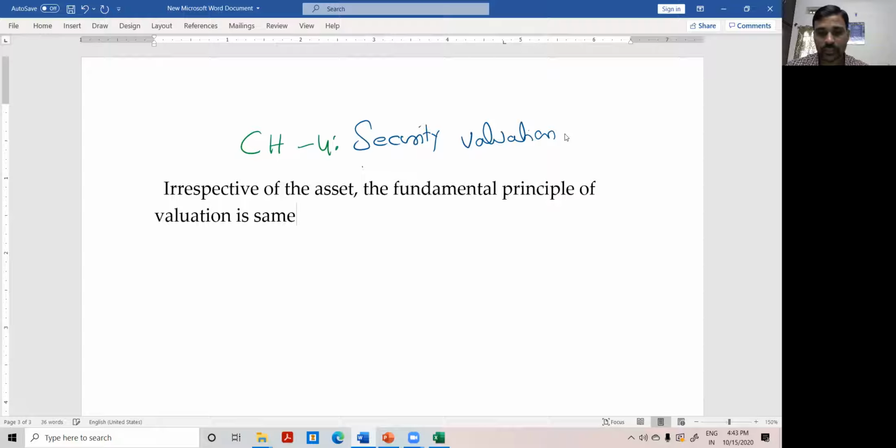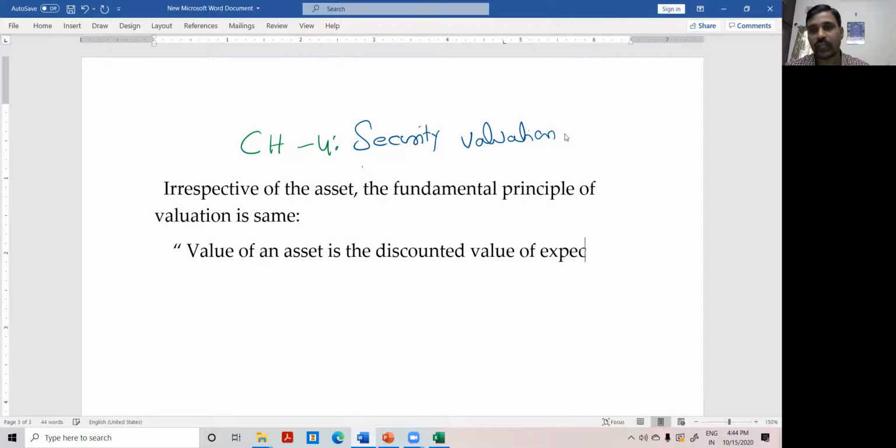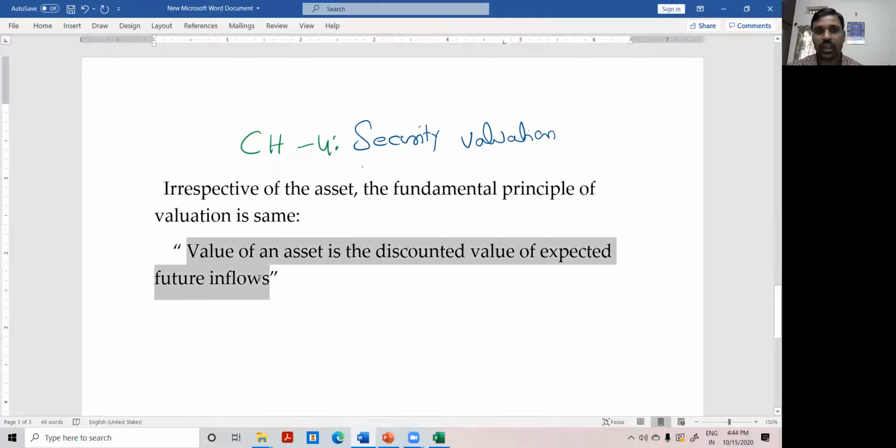The fundamental principle of valuation is that the value of an asset is the discounted value of expected future cash flows, expected future inflows. So this is the principle underlying valuation.